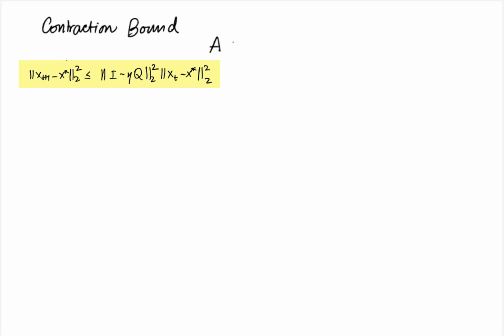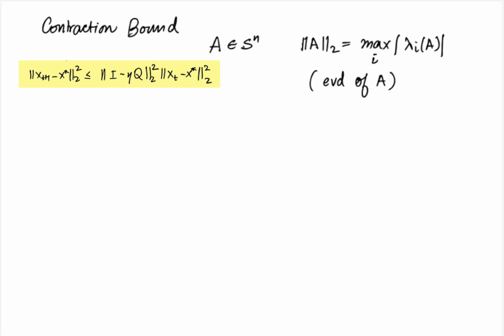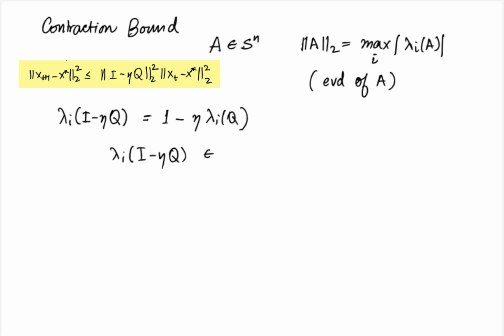Now generally, for any symmetric matrix A, the L2 norm of A is given by the eigenvalue with the largest magnitude. You can try to prove this by writing the definition and then carrying out eigenvalue decomposition of A. The eigenvalue of I minus eta Q is given by 1 minus eta times the eigenvalue of Q. So the eigenvalues of I minus eta Q are between 1 minus eta lambda max and 1 minus eta lambda min.